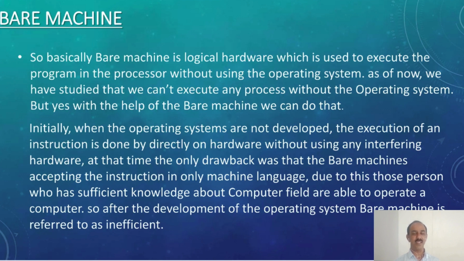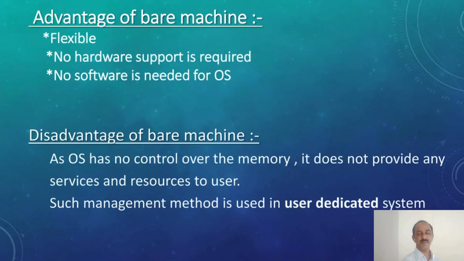Initially, when operating systems were not developed, execution of an instruction was done directly on hardware without any interfacing software. At that time, the drawback of the bare machine was that it accepted instructions only in machine language. Due to this, only people with sufficient knowledge of the computer field were able to operate a computer. So after the operating system, the bare machine is regarded as insufficient.